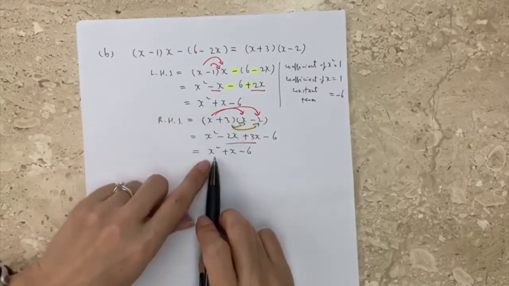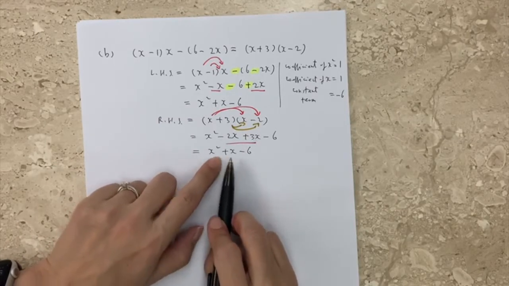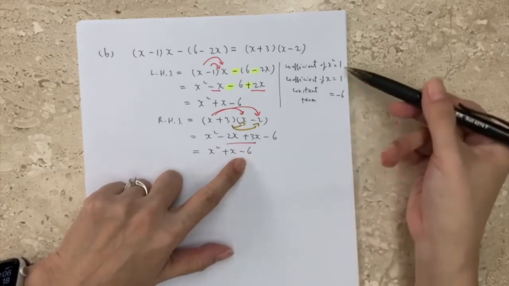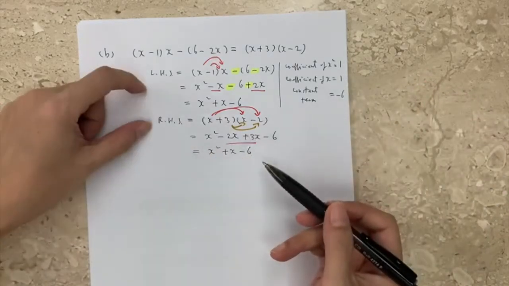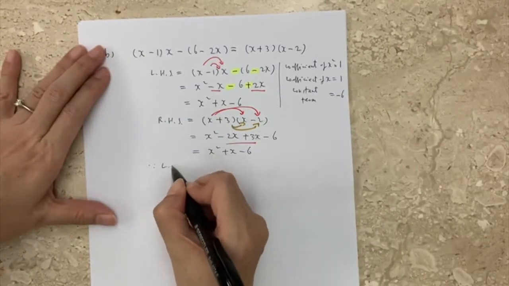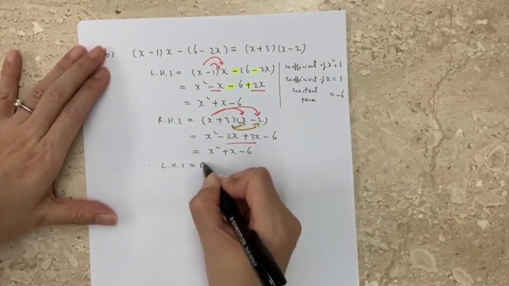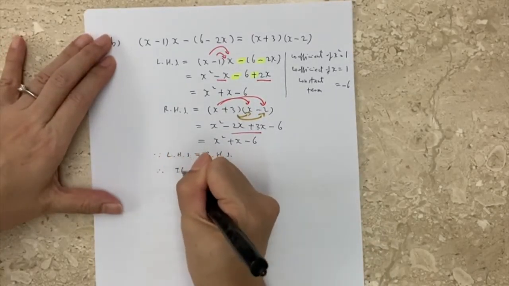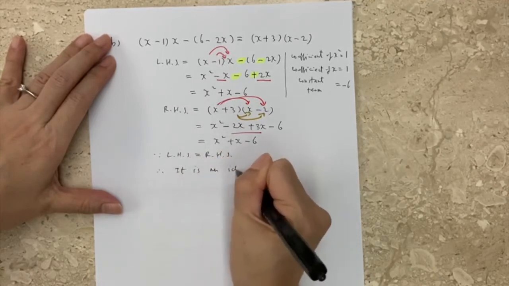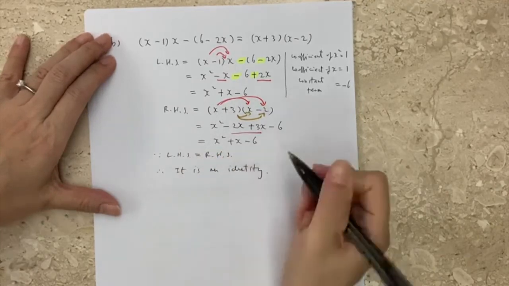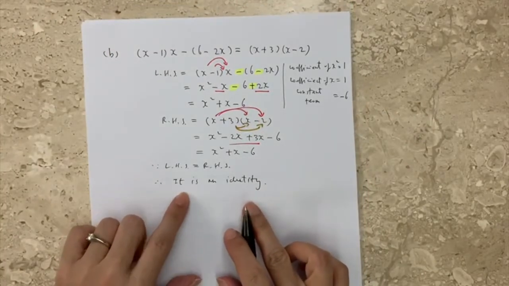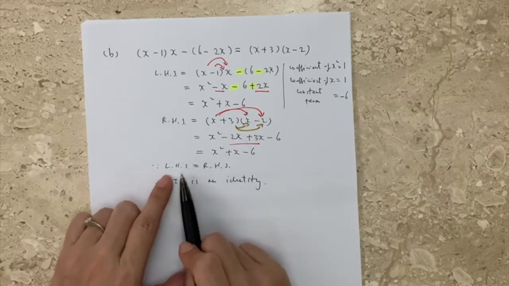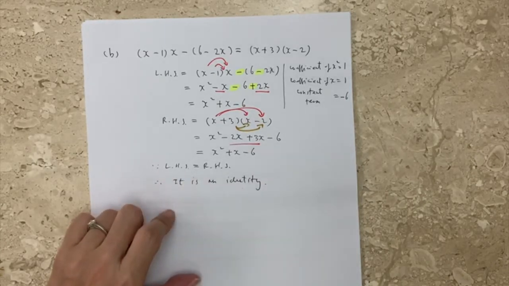So you can see the coefficient of x squared is 1, the coefficient of x is also 1, and the constant term is minus 6. You can see which is exactly the same as the left hand side. So therefore, since the left hand side is the same as the right hand side of the equation, conclusion: it is an identity. This is how we prove whether the equation is an identity or not. If it is an identity, we say that the left hand side is exactly the same as the right hand side.